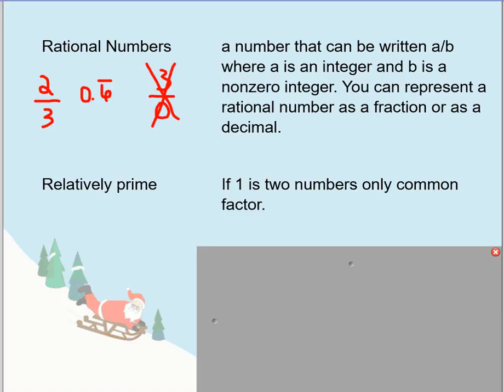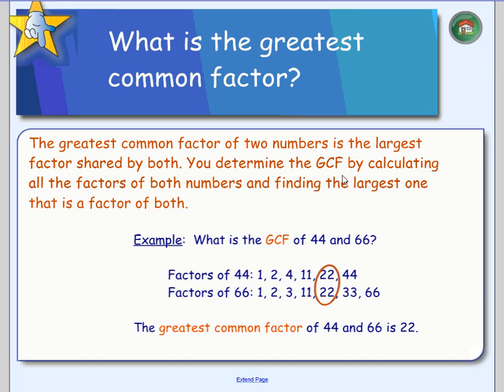So that leads us right into what the greatest common factor is. The greatest common factor of two numbers is the largest factor shared by both numbers. You determine the greatest common factor by calculating all the factors of both numbers and finding the largest one that they have in common. For example, they want to know what the greatest common factor of 44 and 66 is.